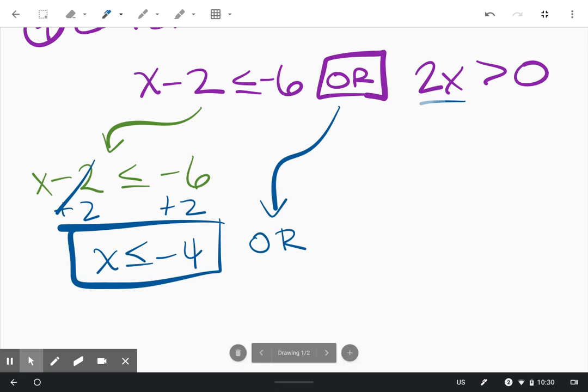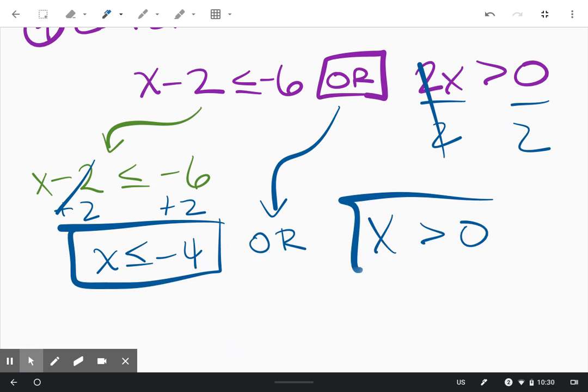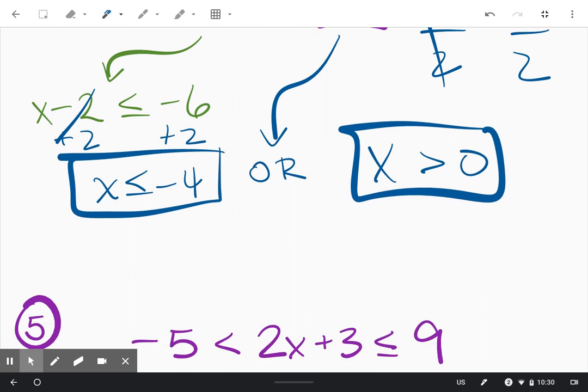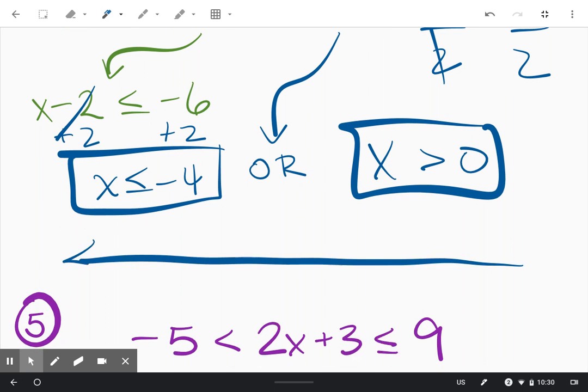This one, I could just solve this one really easily. Divide both sides by 2. X is greater than 0. So now we look and we go ahead and graph these. So we're going to get our number line down.